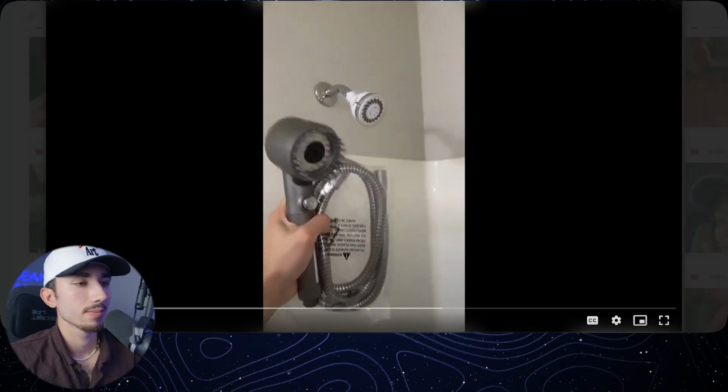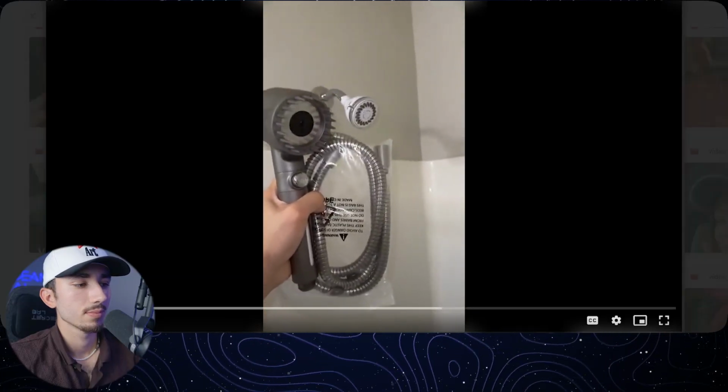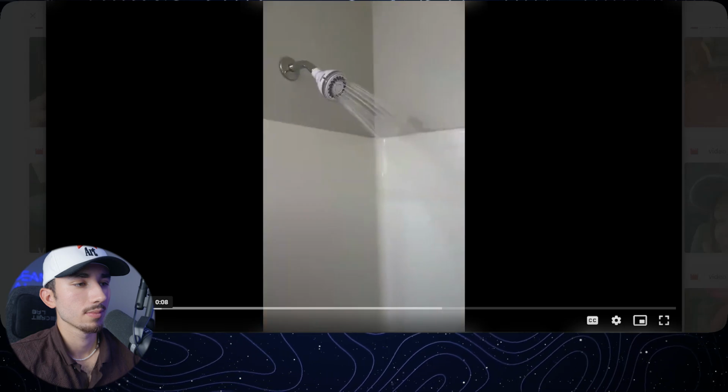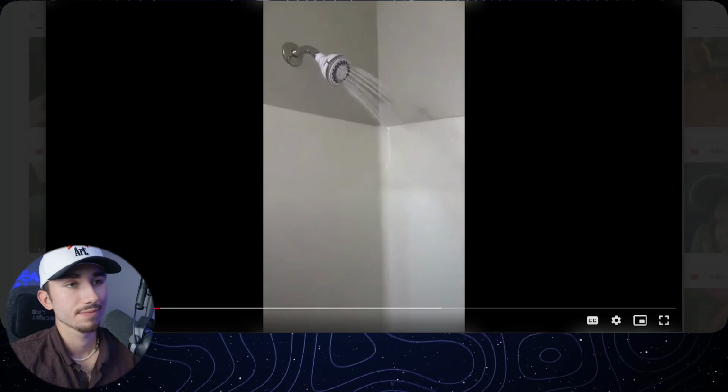Today I'm going to be installing the viral high pressure shower head that's trending on TikTok right now. Just for a reference, this is the water pressure on my shower head before. This is it after.